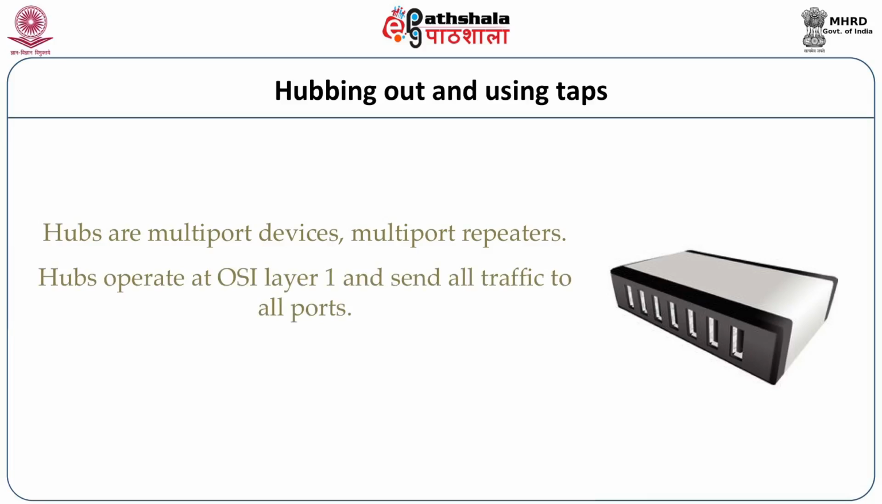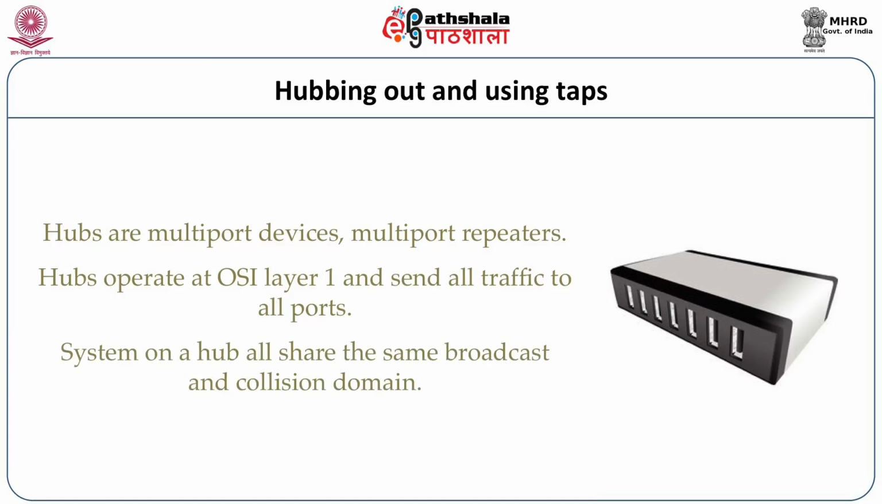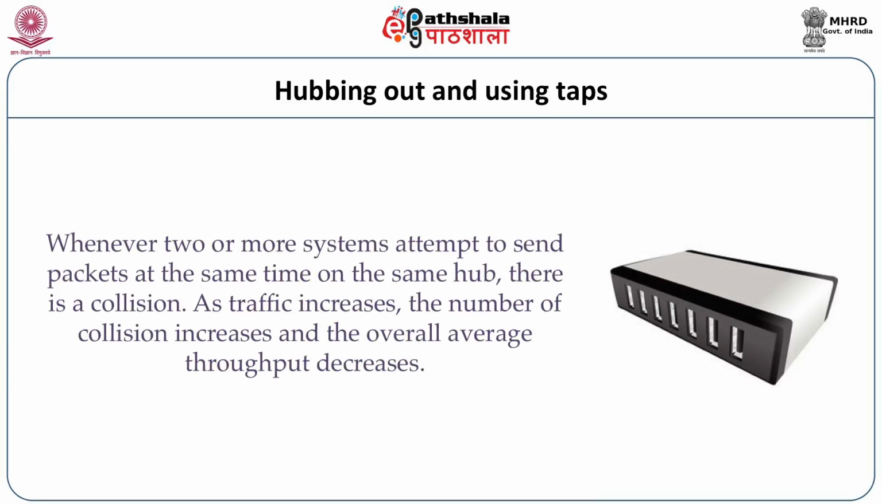Hubs usually operate at OSI layer 1, the physical layer, and send all traffic to all ports. Systems on a hub all share the same broadcast and collision domain. Whenever 2 or more systems attempt to send packets at the same time on the same hub, there is a collision. As you would have guessed, as traffic increases, the number of collisions increases, and the overall effect is that average throughput decreases.